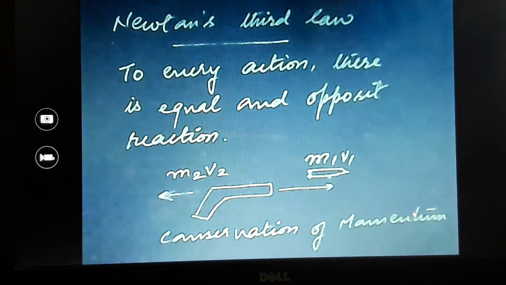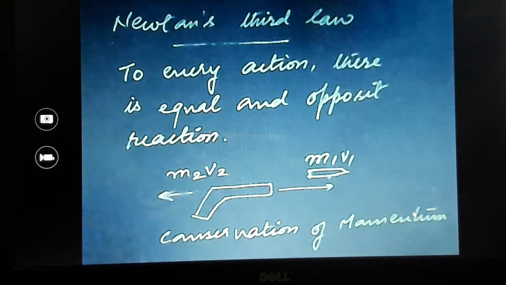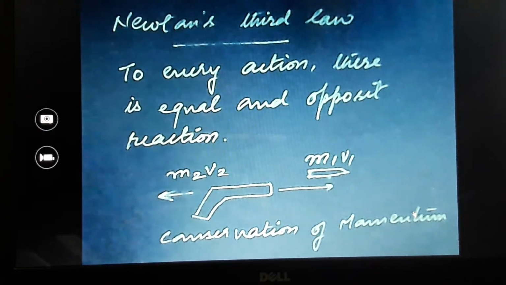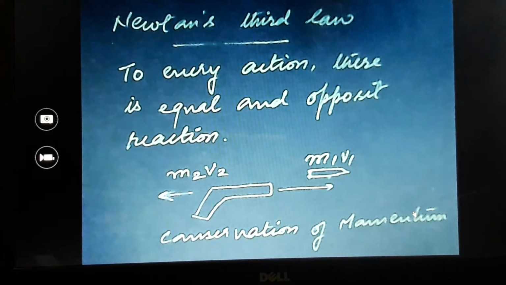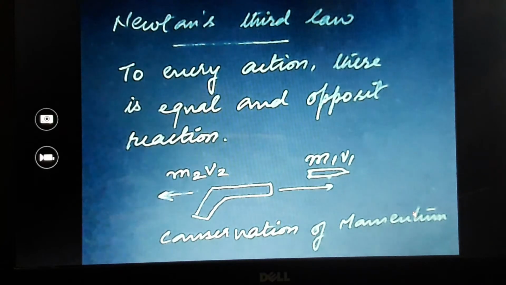Right? So these are a few details about Newton's laws of motion. I hope the concept is clear to all of you, and in case you have any doubt or any question, feel free to let me know.